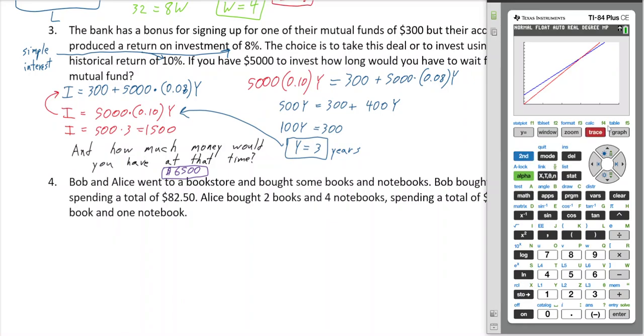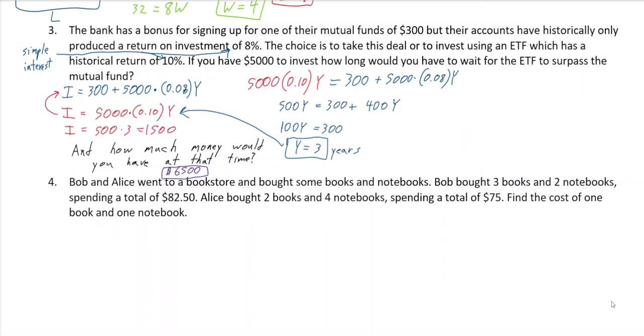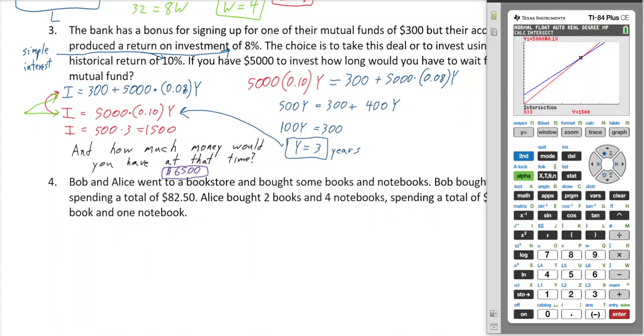So second function, calc, intersect, we're going to move over to that intersect, press enter, enter, enter, and that is the same value that we got here on paper, with algebraic processes. Okay, so honestly, if the equation is already solved for one letter already, graphing it is the easiest way.